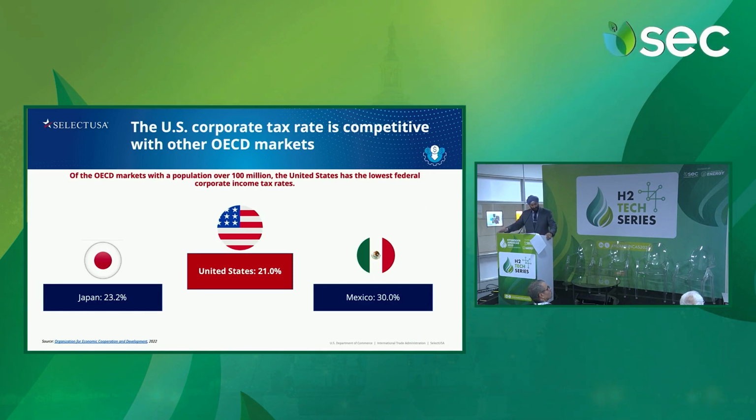Let me flag here that our business friendly foundations are very strong. Of the OECD markets with a population over 100 million, the US has the lowest federal corporate tax rates. As you can see here, the US offers a more competitive tax rate compared to Japan and Mexico. As a point of reference, our friends to the north, the Canadian corporate tax rate is 38%.